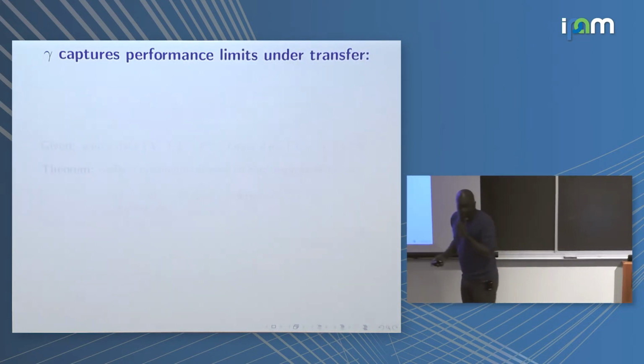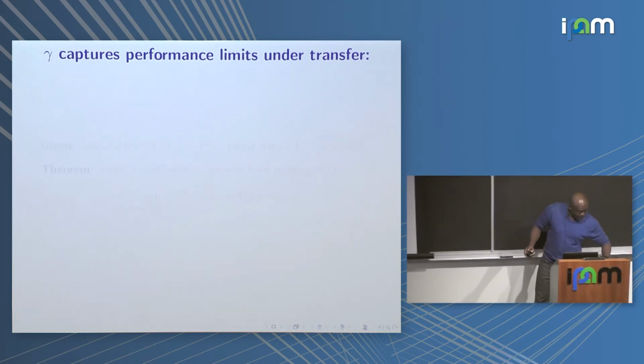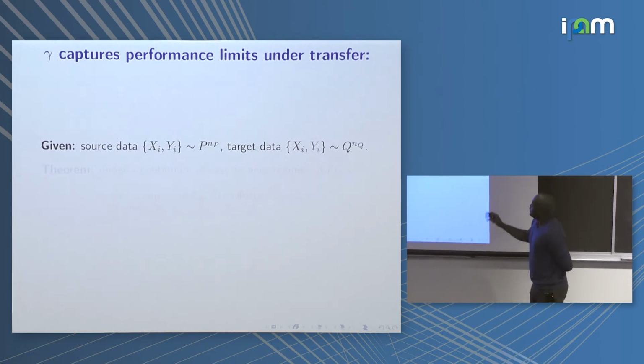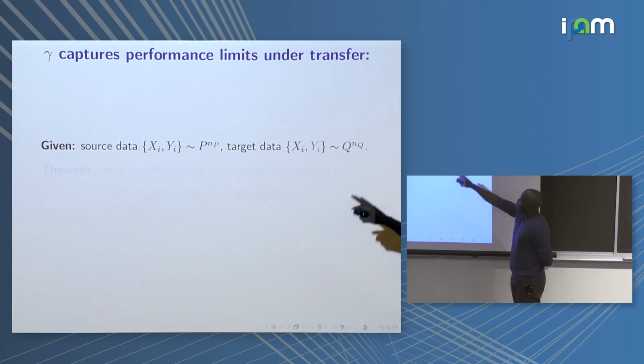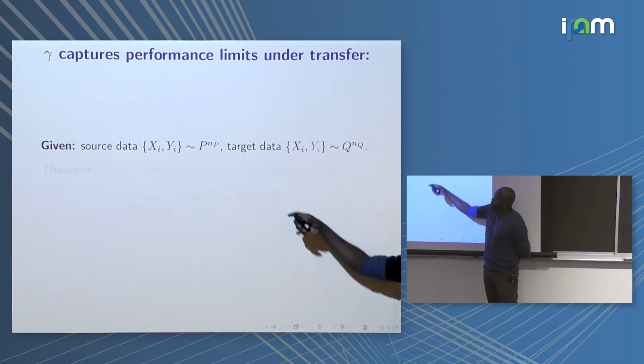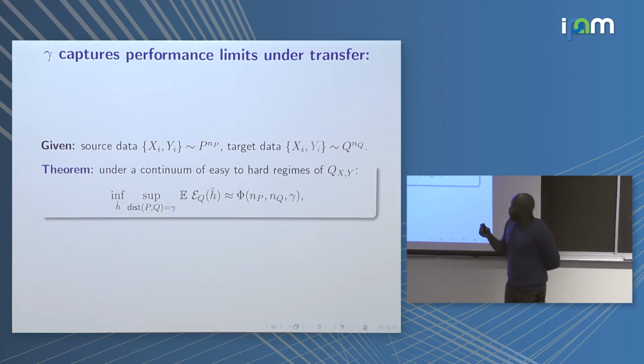All right, so performance limits. Now let me tell you the type of result we obtain. So again, just to remind you of the setup, we have NP data from the source, NQ data from the target. Okay. Any classifier has access to both labeled data, and we want to understand the minimax rates in terms of NQ and NP.